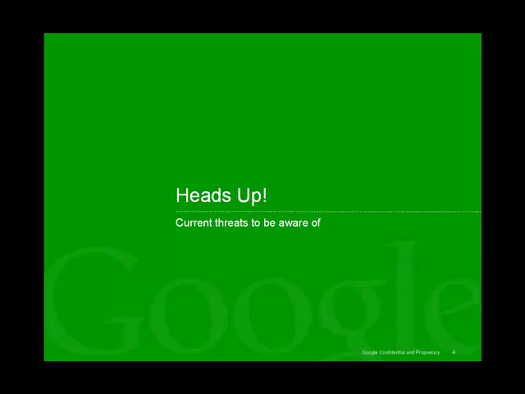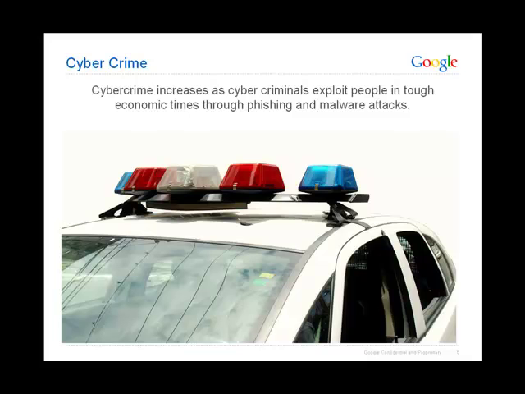So what are the current threats that you should be aware of? Cybercrime is steadily increasing as cybercriminals exploit people in tough economic times through phishing and malware attacks on the internet. You may be wondering, well, what is phishing and malware exactly? And most importantly, why should I care?